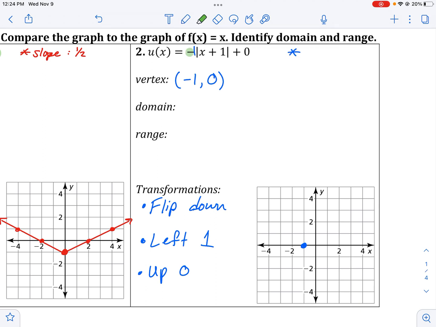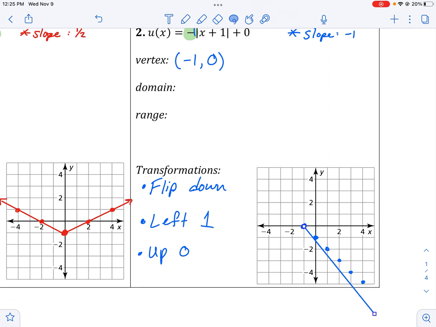And then to find the slope, I look at that a value of negative 1. My slope, I'll go negative 1. I know it should open downward. And then when I get back to that vertex, I'll start back at that vertex.